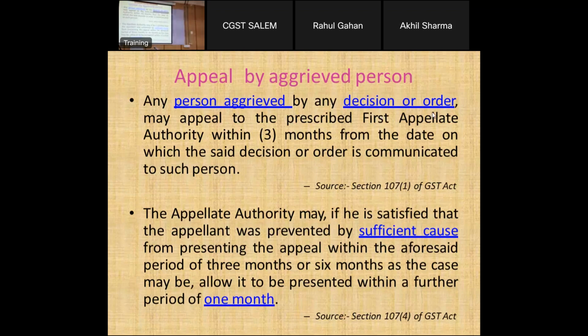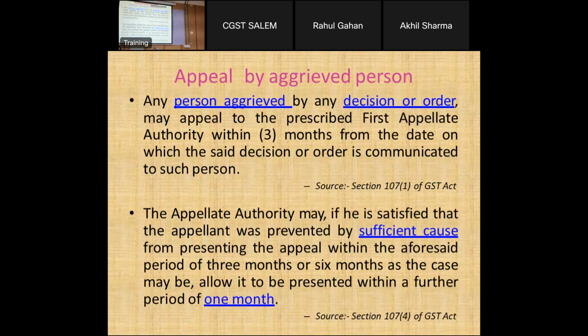The person may appeal to the prescribed first appellate authority within 3 months. This is for the taxpayer. Within 3 months from the date on which the said decision or order is communicated. Communicated, just follow that. You are posting it, dispatching it from this office, and it reaches the taxpayer. For the taxpayer, from the date of receipt, you should have the proof of receipt. From that date, he has 3 months to go for appeal. Why is that 3 months there? He can put forth his comments.